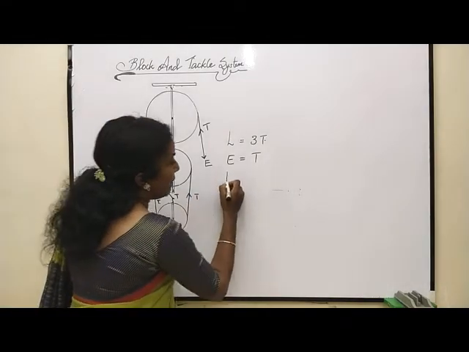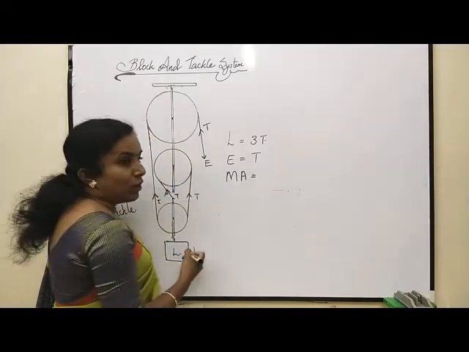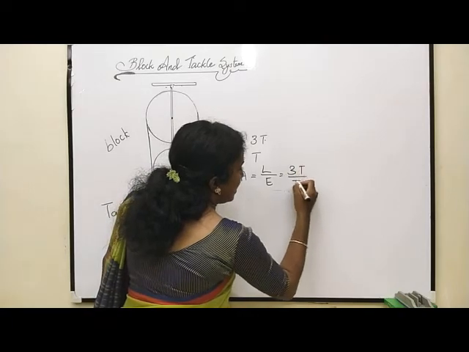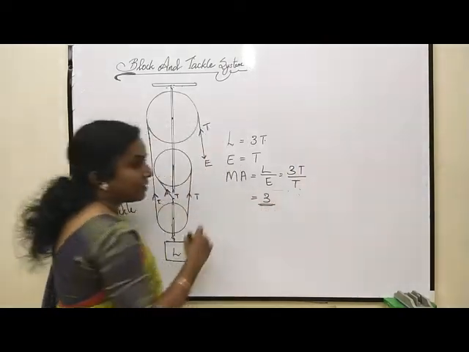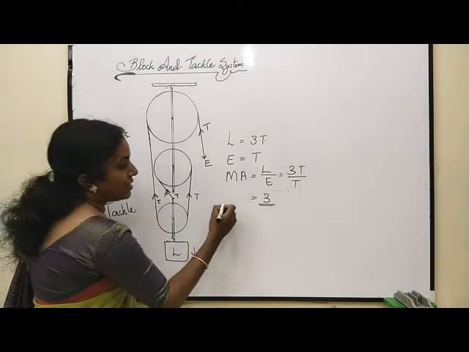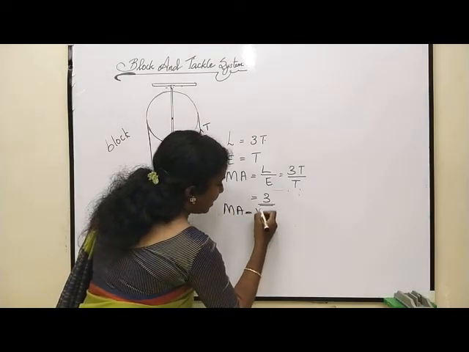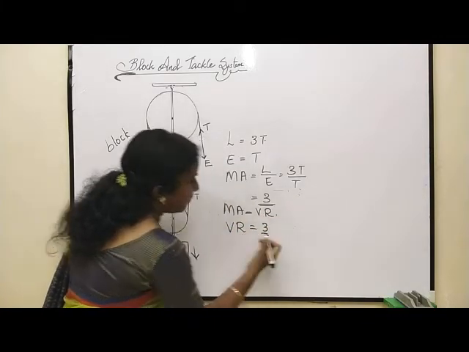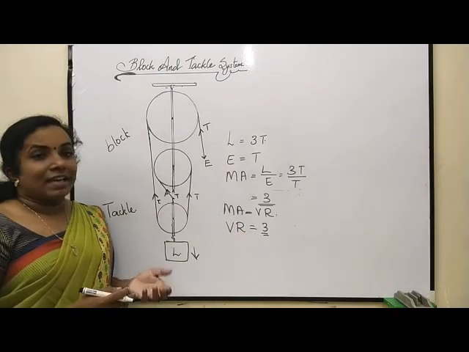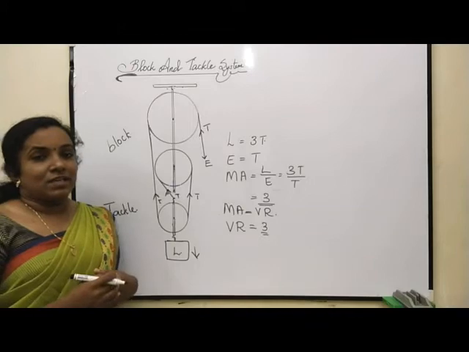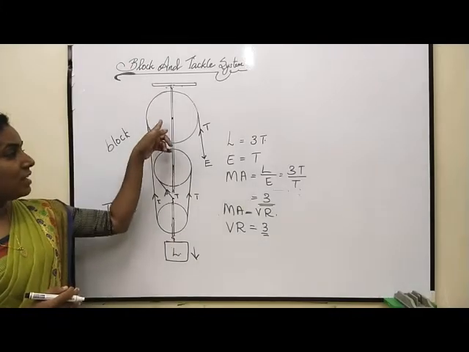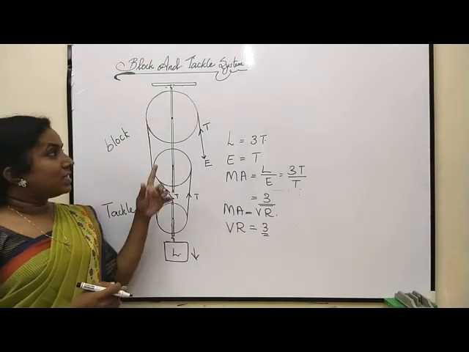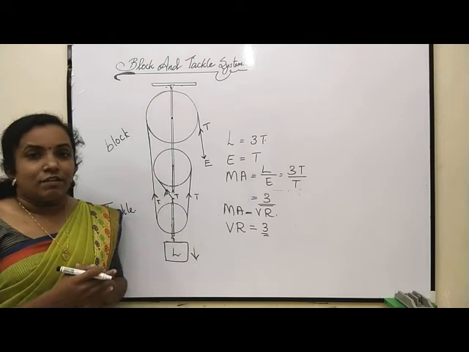Now we can see the mechanical advantage in this system is equal to load by effort, that is 3T by T, which is equal to 3. Since mechanical advantage is equal to velocity ratio in ideal case, we can directly write velocity ratio also equal to 3. So here mechanical advantage is 3 and velocity ratio is 3. So in a 3 pulley system, the mechanical advantage and velocity ratio is 3, and this block and tackle system is used as a force multiplier.